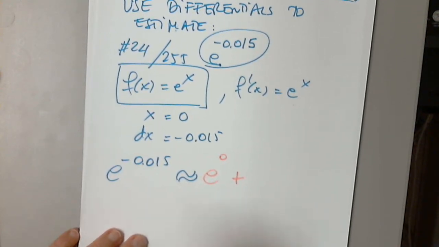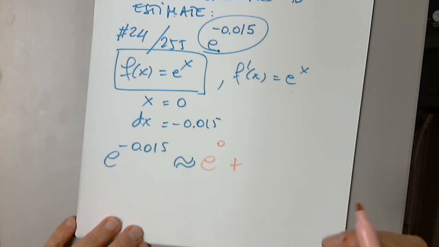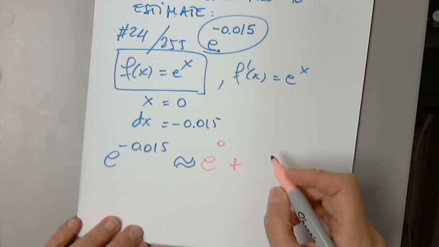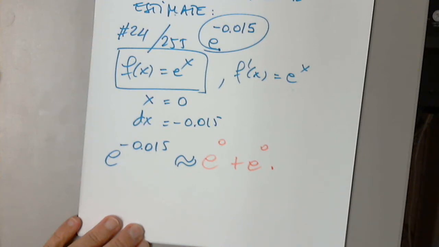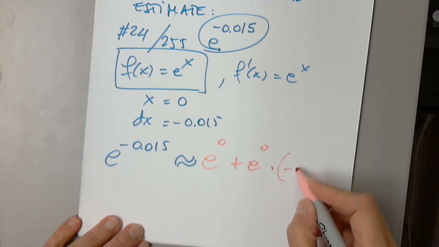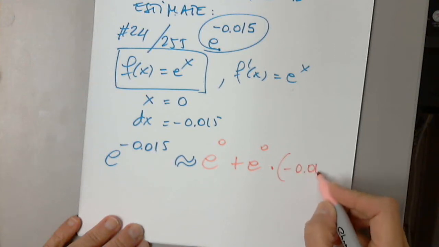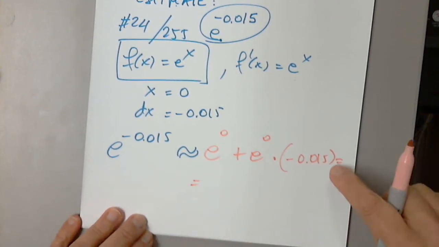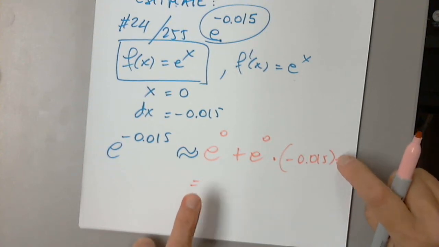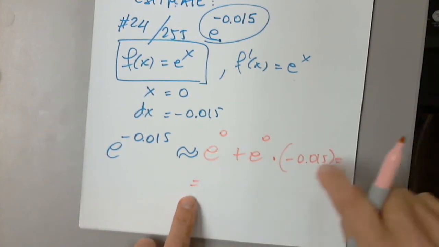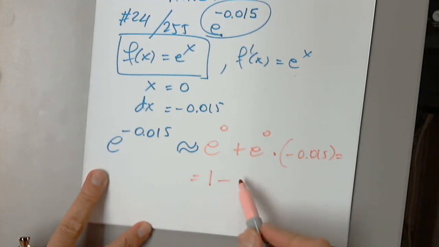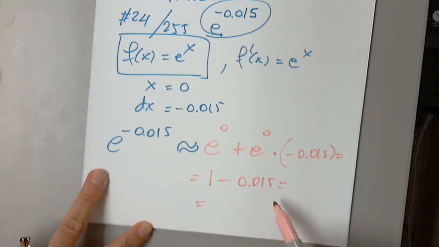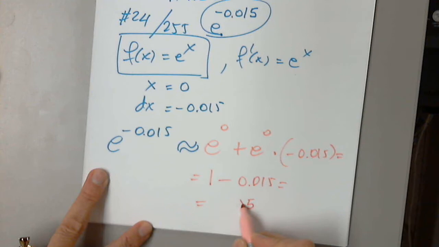Now we want f prime of x. Very good. E to 0. Don't calculate anything just yet. And now we want to multiply by dx, which is negative 0.015. Good. Now this is the equal symbol. When we continue here, this is the equal symbol, not the approximate. This following is equal. How much is e to 0? How much is 1 minus this? So it's 0.985.